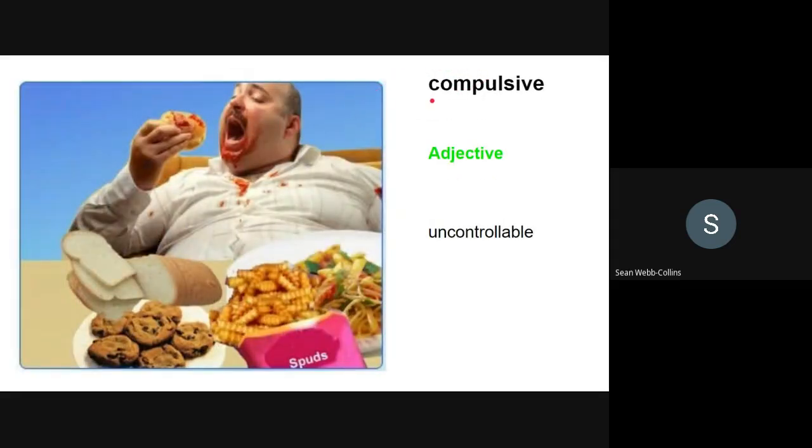And along the same lines, compulsive, adjective, uncontrollable. This man in the picture has a compulsive eating disorder. And once more, what are the word forms from the previous slide? What are the two nouns? A compulsion and compulsiveness. The verb, compel. The adverb, compellingly. And the adjective, compelling.